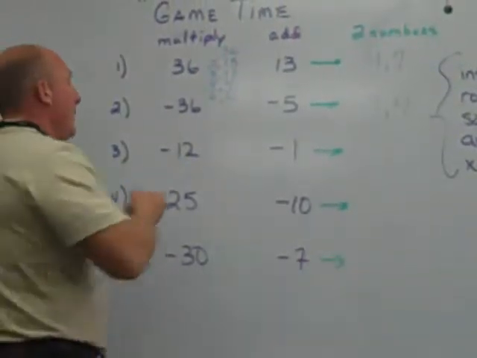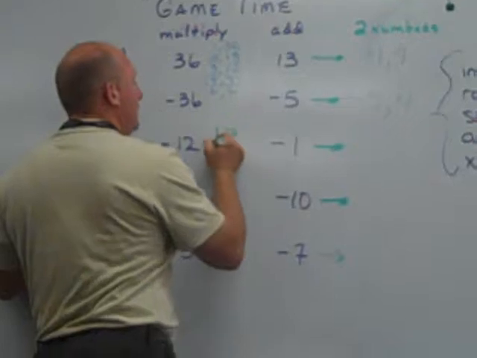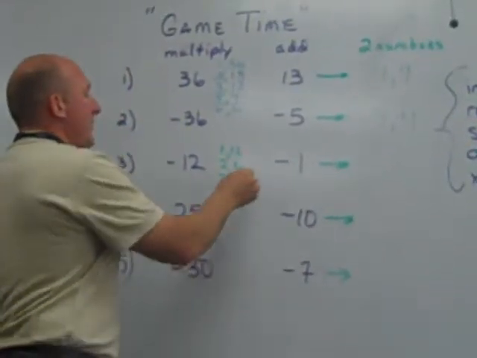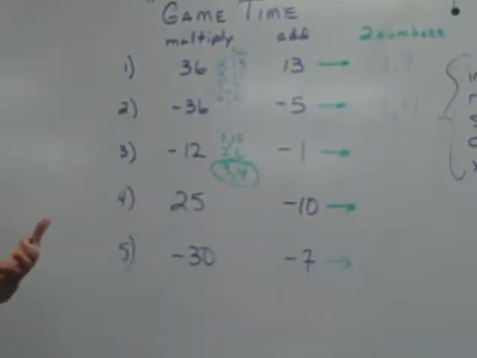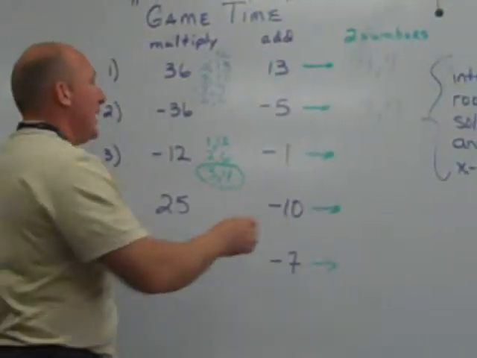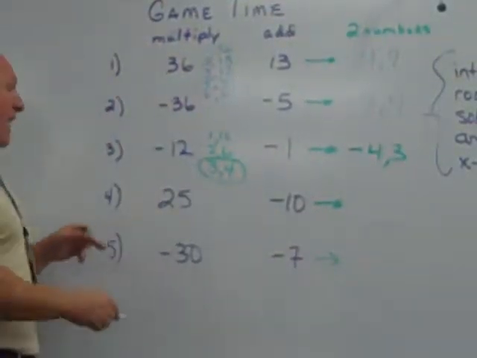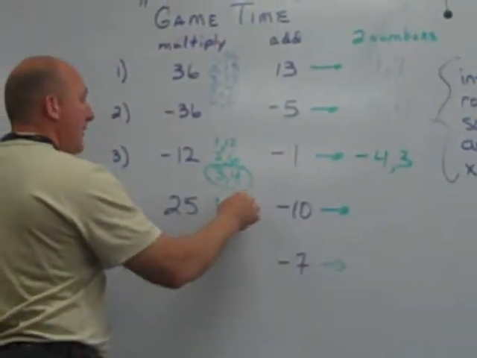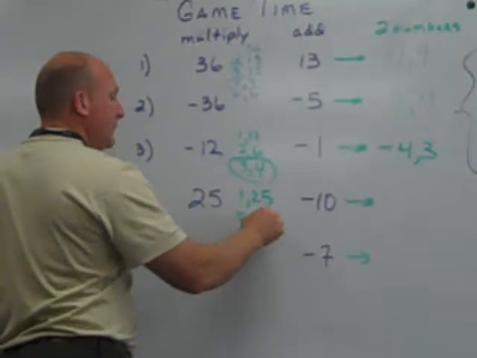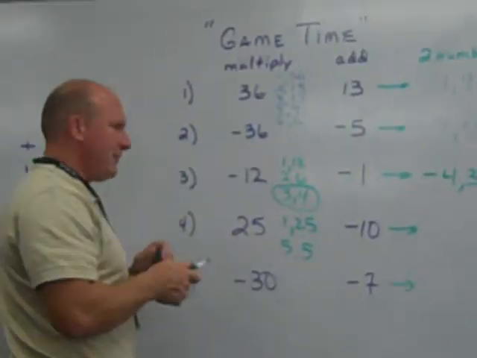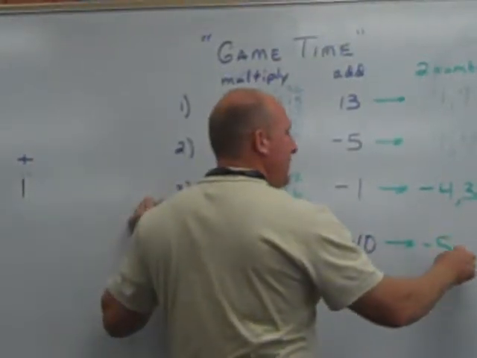Here we have 12. 1 and 12, 2 and 6, 3 and 4. I got to get to negative 1. These are the only two that have a distance of 1. Negative 4, positive 3. What about 25? 1 and 25, 5, 5. I got to get to negative 10. Both have to be negative, exactly.